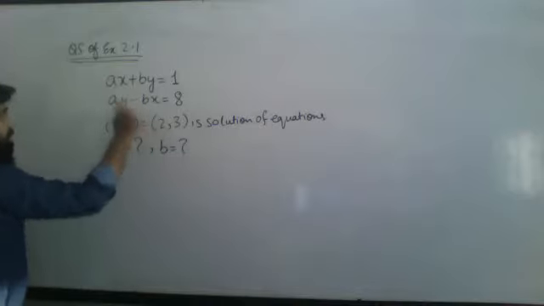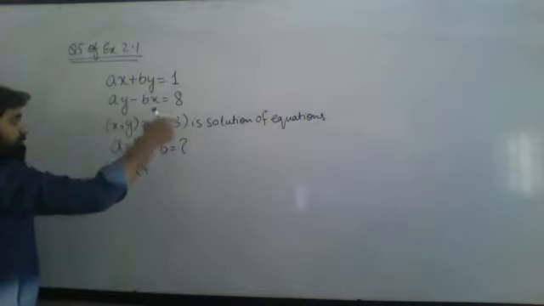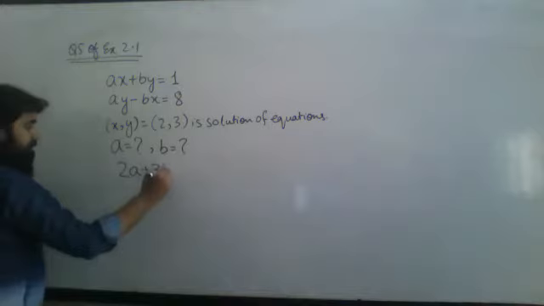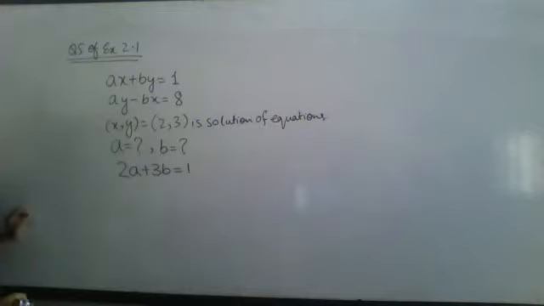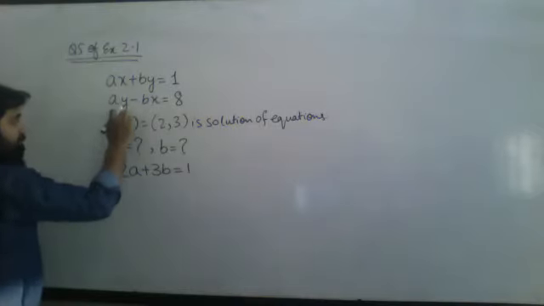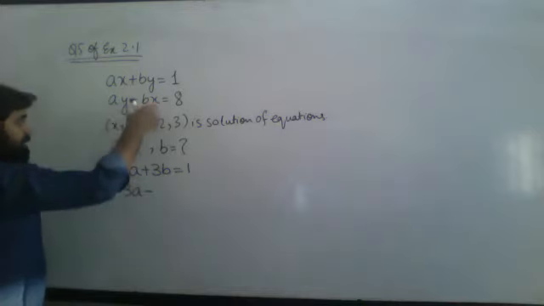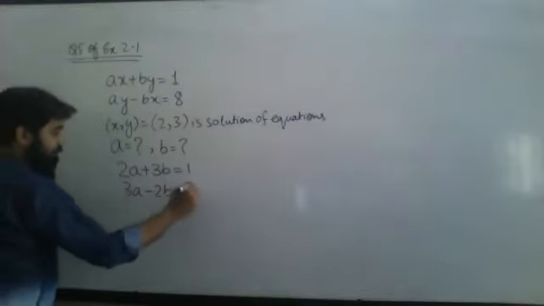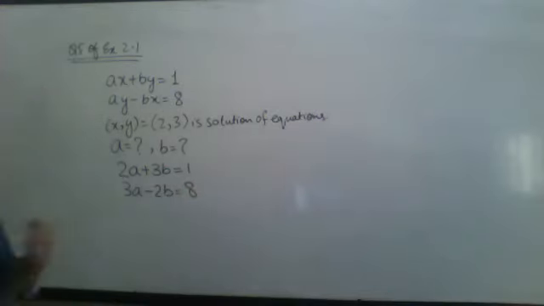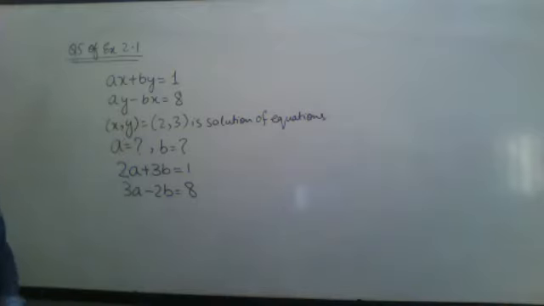So when I put in place of x, 2a, in place of y, 3b equals 1. Y is 3, so 3a, x is 2, minus 2b equals 8. So now I have got two equations with two unknowns, so I can solve them simultaneously.